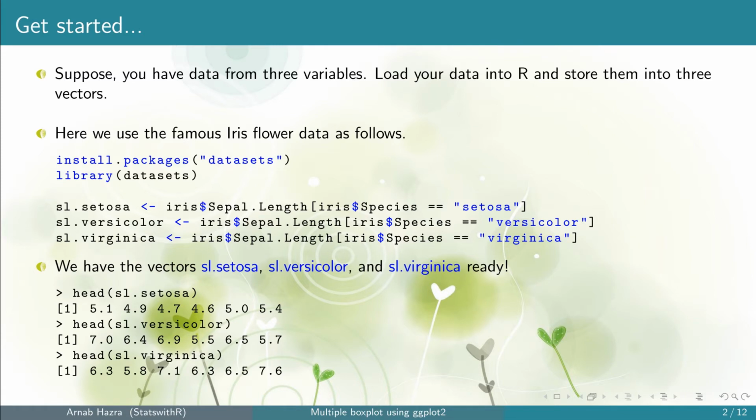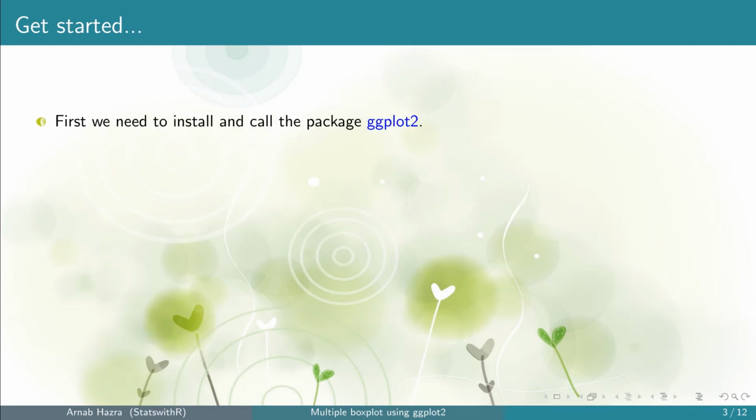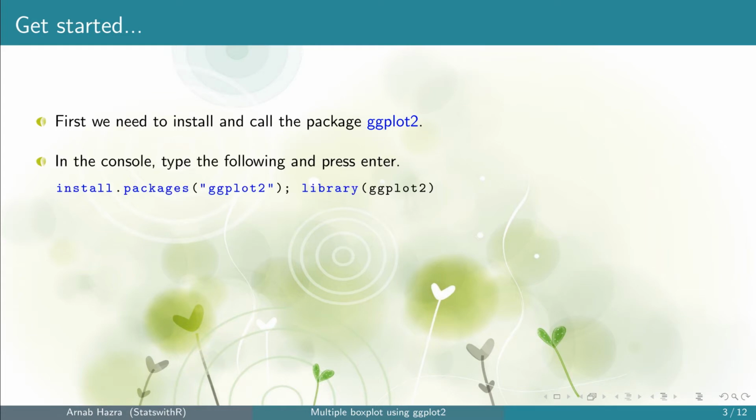Okay, once we run the code, the three vectors are ready, as you can see here. Each vector contains 50 observations. Before we move to create the ggplots, first we need the package ggplot2. So we need to install it and call it into R or R Studio. For this we use the commands install.packages and library, similar to the package datasets. Now we are ready to create the ggplot.